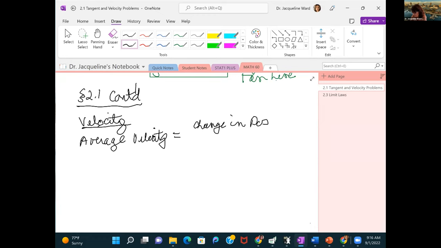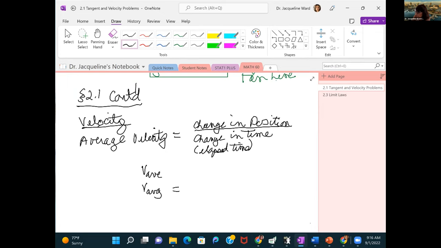Change in position over change in time. The change in time is also known as elapsed time, like how much time has elapsed. A little notation: sometimes people put AVE or AVG as a little subscript. Either way, you could also define that using the delta symbol: change in position over change in time, where t is time.